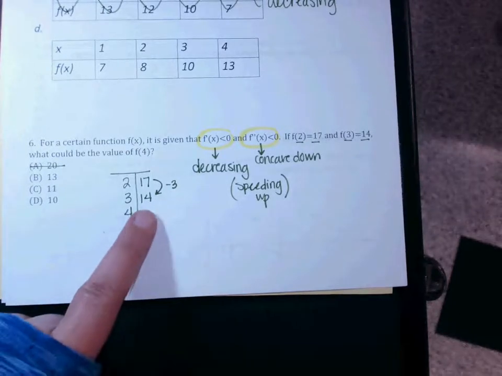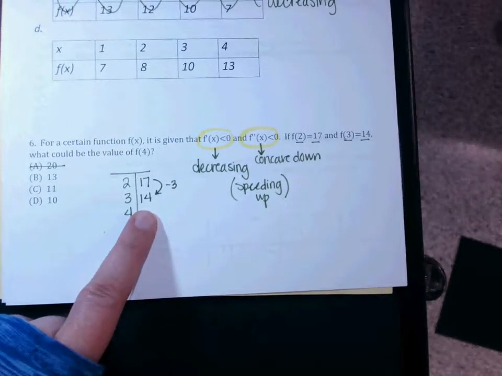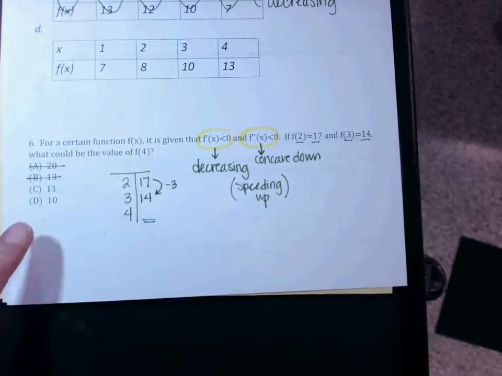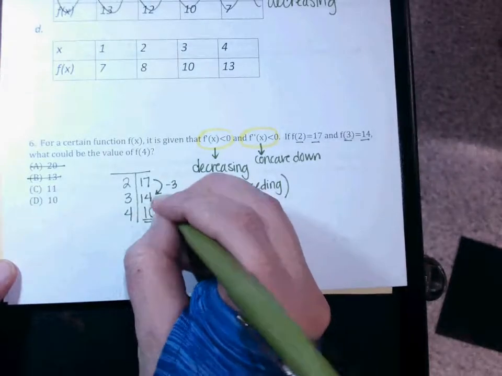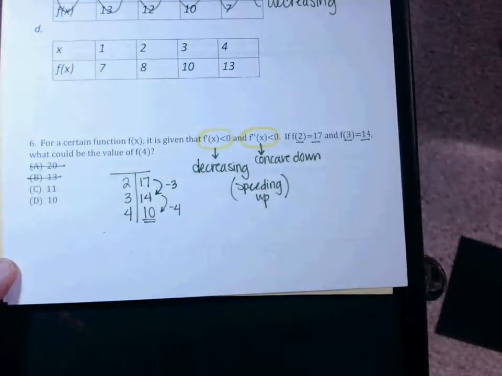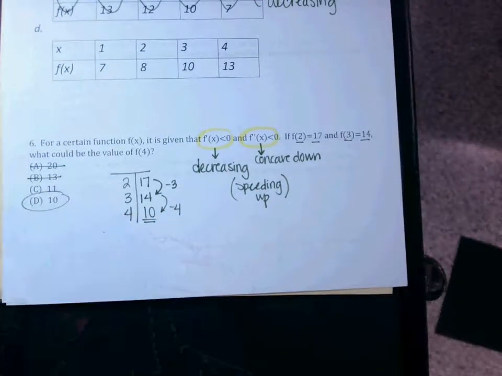So if I put a 13 here, that would only be down 1. That's not going to work. What about if I did 11? That would be down 3. That's the same amount. That's not going to work. But if I did 10, that would be down 4, and that's getting steeper. So it'd have to be that one. Make sense?